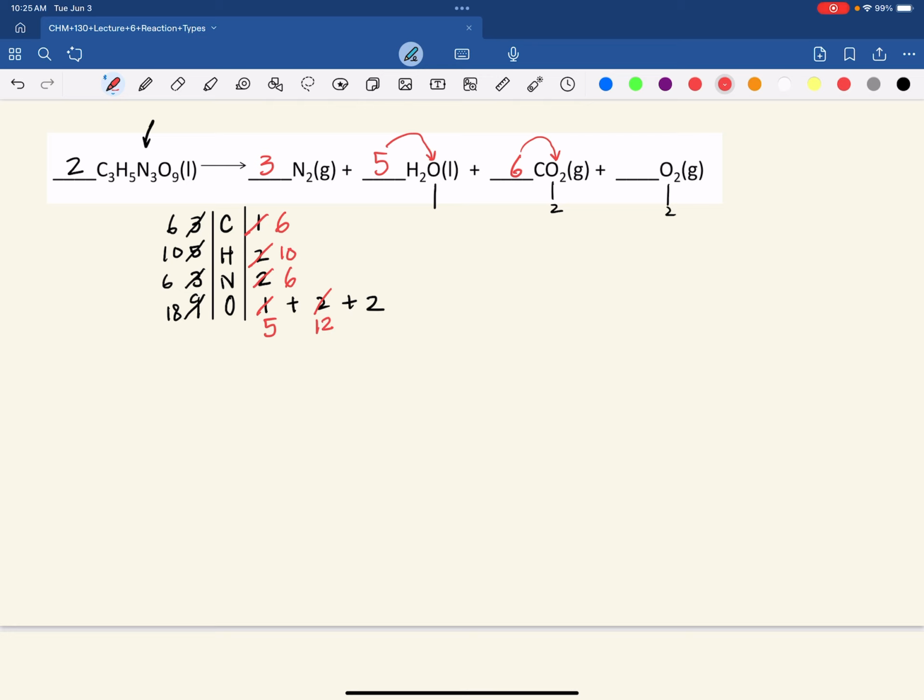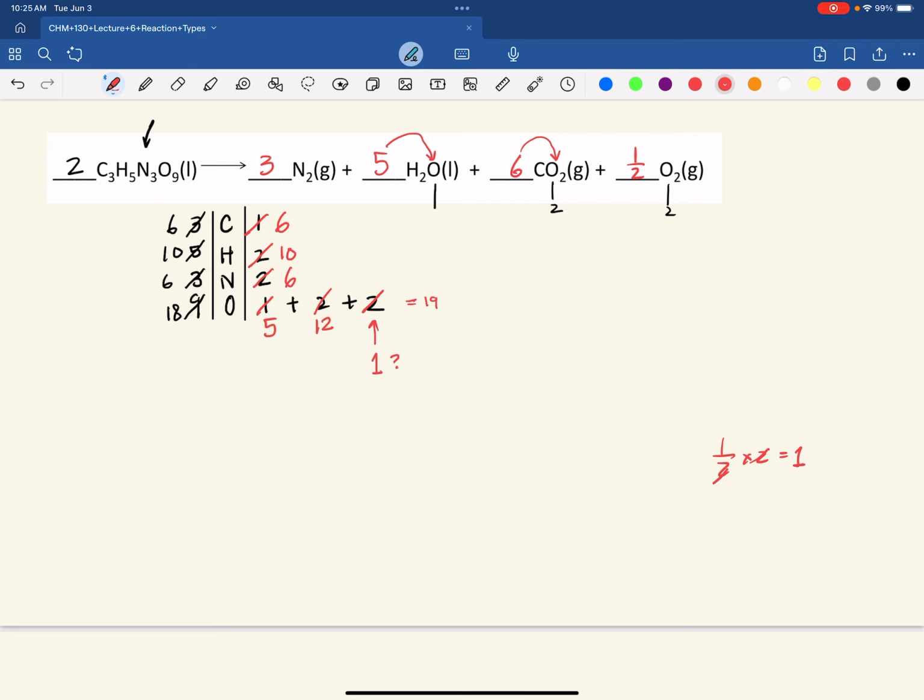So really now the oxygen is the only thing that's problematic. We have 5 plus 12, which is 17 plus 2, which is 19. If only this was a 1. If this was a 1, then I would have 18, right? So really, I just want this to be a 1. So we know how to do that, right? Because rule number 3 says I just put whatever number I need over 2, right? If I need 35, I put 35 over 2. If I need 25, I put 25 over 2. If I need 1, I just put 1 over 2, right? Because 1/2 times 2 is 1, okay?